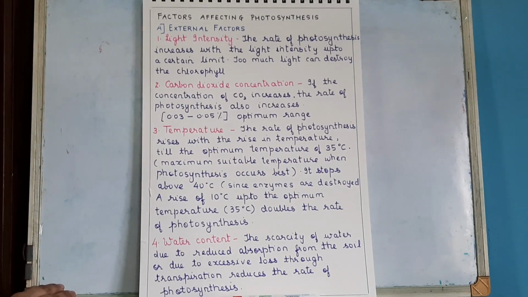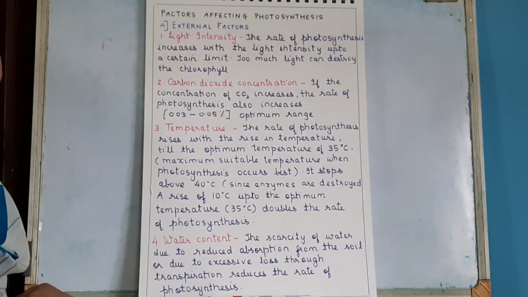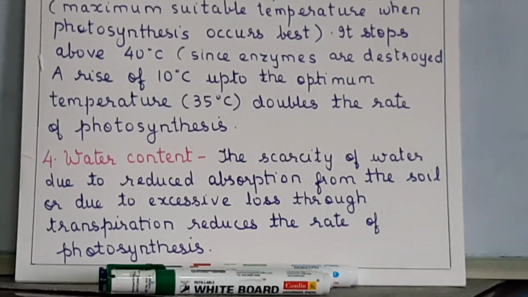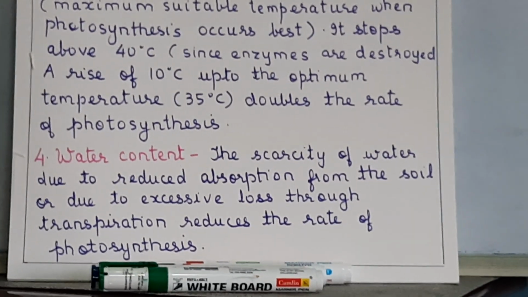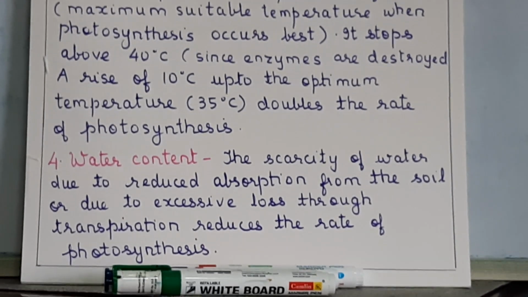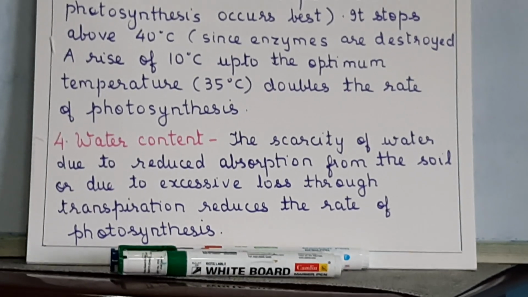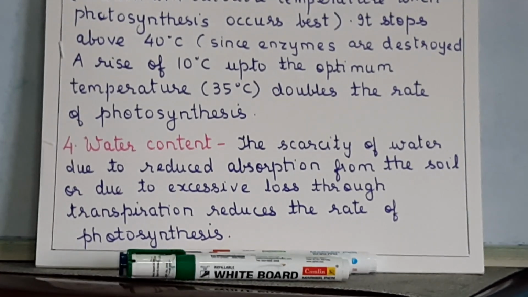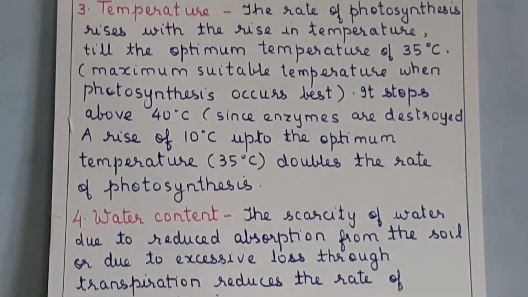And then water content. The water which is present in the soil will be absorbed by the process of osmosis and will be transferred via the xylem of the root. It will be carried upward to the xylem of the stem, and ultimately it will reach the xylem of the leaf, and there the photosynthesis will actually take place. So if there is scarcity of water, then the rate of photosynthesis will decrease. All these are the external factors.